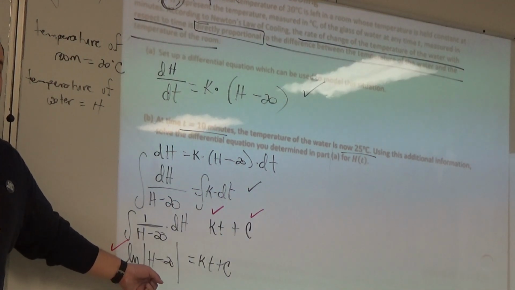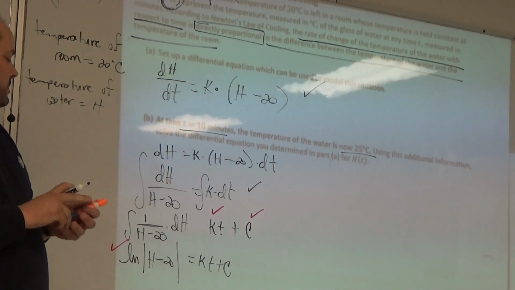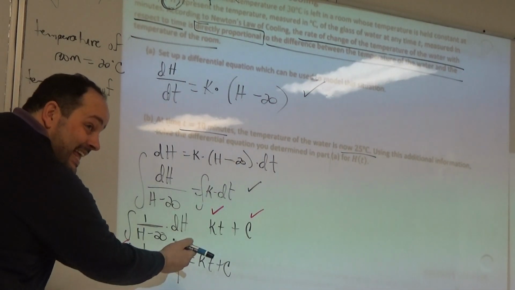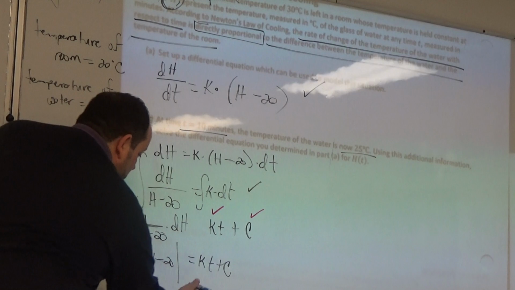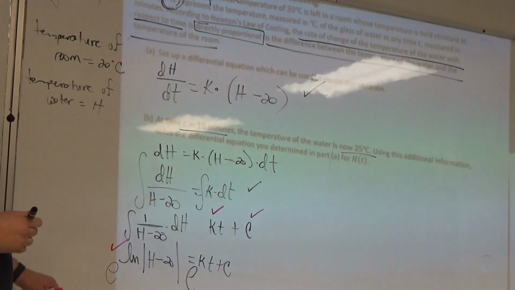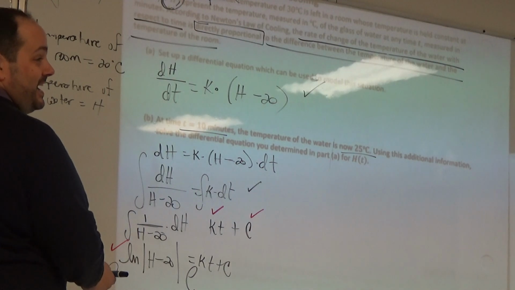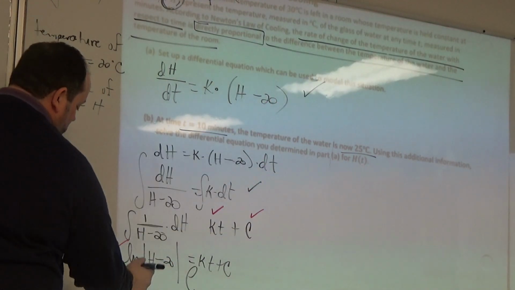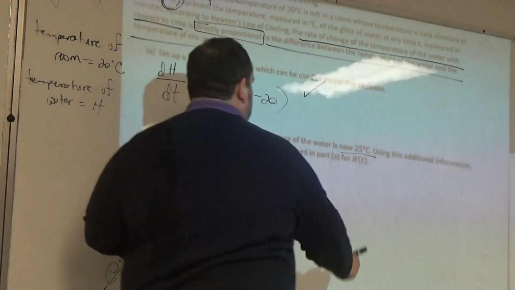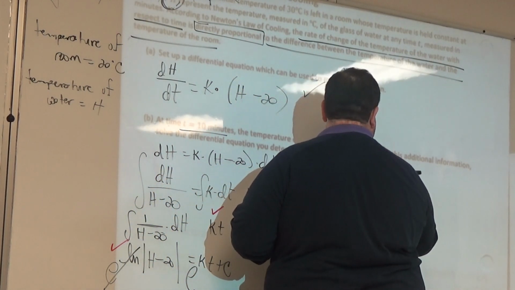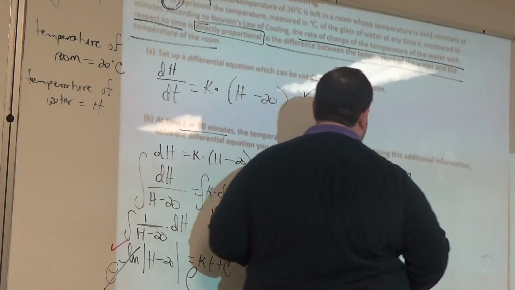David, what are you gonna do? You're gonna use the exponent e so that you can cancel it out. Edgar, what was the word there? Exponential. No, exponentiate. But hey, it's close. The e and the ln are inverses. Absolute value of h minus 20 equals e to the kt plus c.